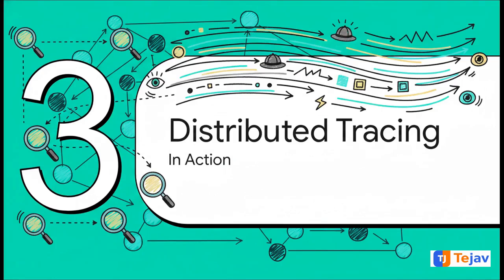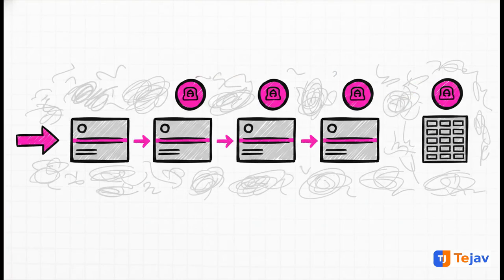Section 3, distributed tracing in action. While logs and metrics are absolutely crucial, we really need to focus on the ultimate detective tool for distributed systems. Distributed tracing solves that whole needle in a haystack problem by assigning something called a trace ID. So what is it? A trace ID is a unique identifier generated the very moment a request enters the system.